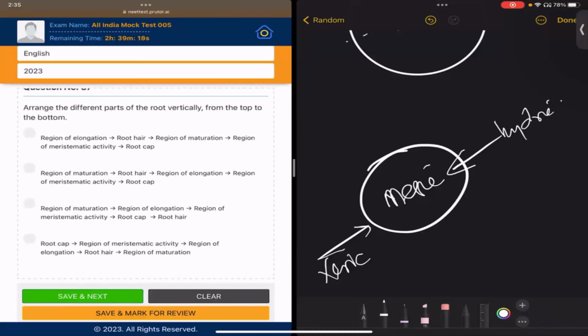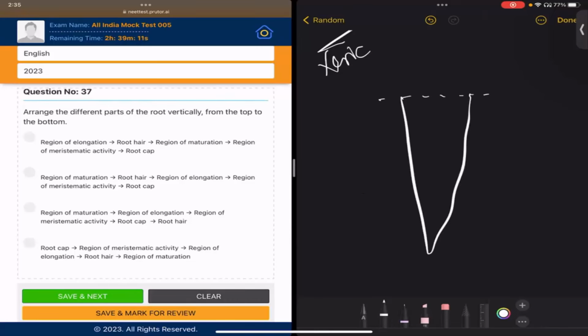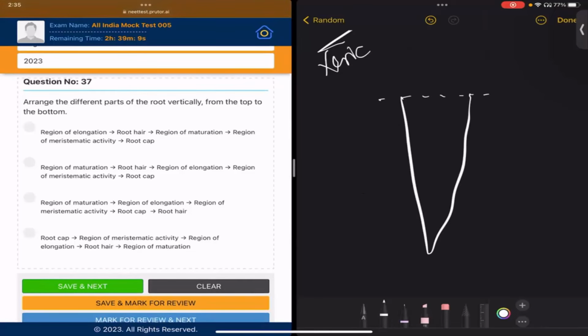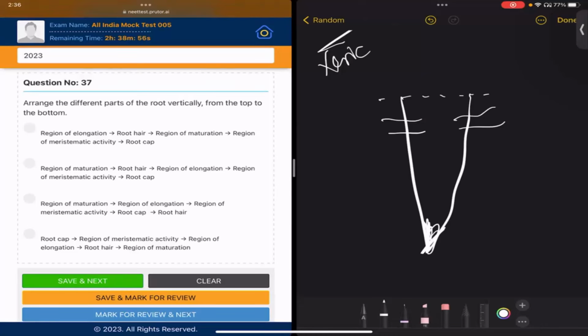Arrange the different parts of the root vertically from top to bottom. Region of elongation, root hair, region of maturation, region of meristematic activity, root cap. Root cap is the bottom-most part, and root hair is present in this region, so root cap should be the last one. So options 1 and 2 have that.